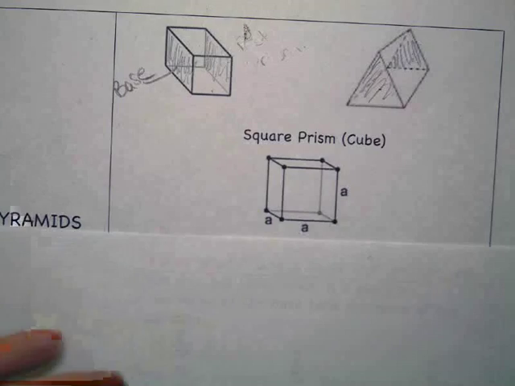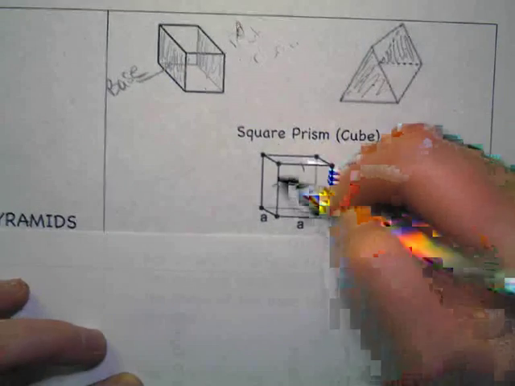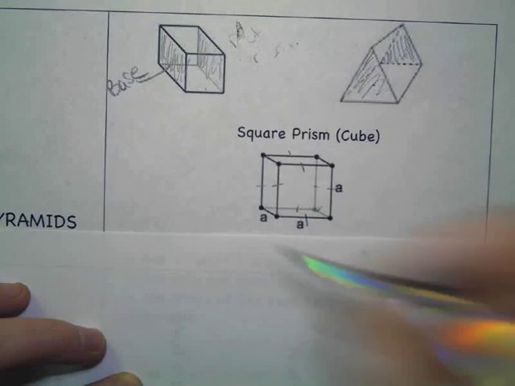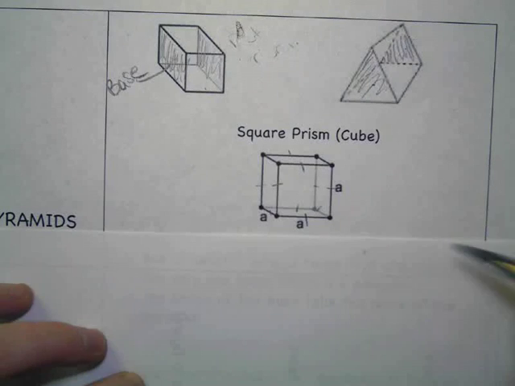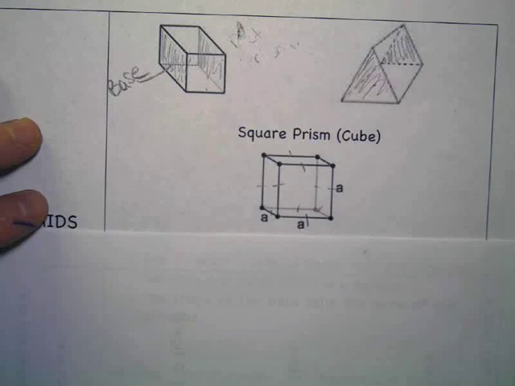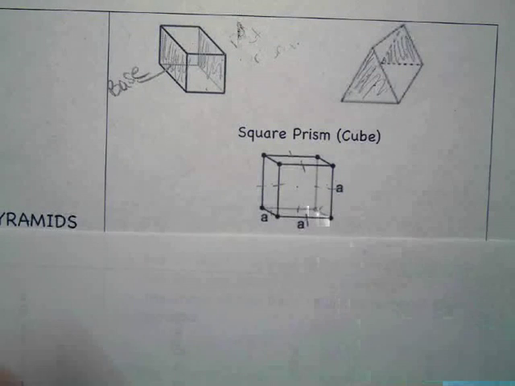There's also a square prism, which is also called a cube. The special thing about the square prism, all the edges are congruent to each other. Every single side is congruent. It's made up of 1, 2, 3, 4, 5, 6 squares.